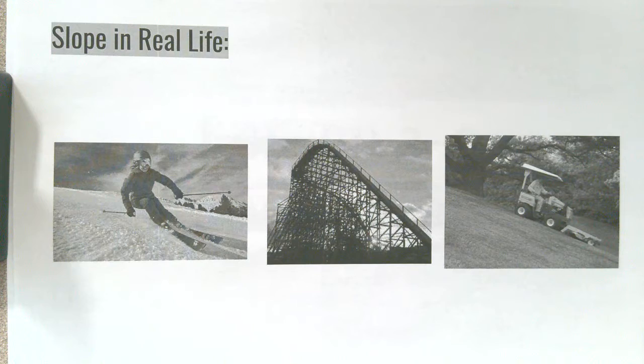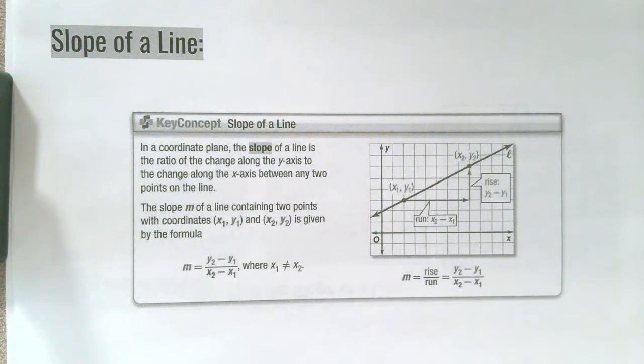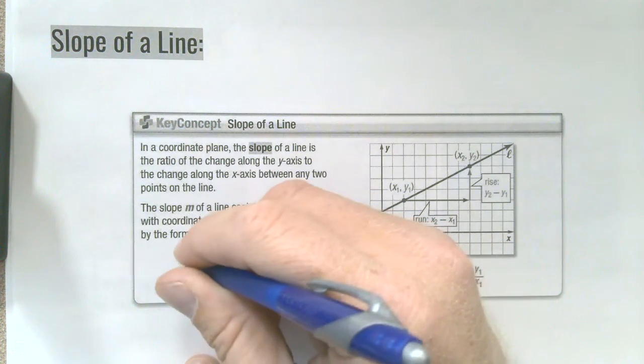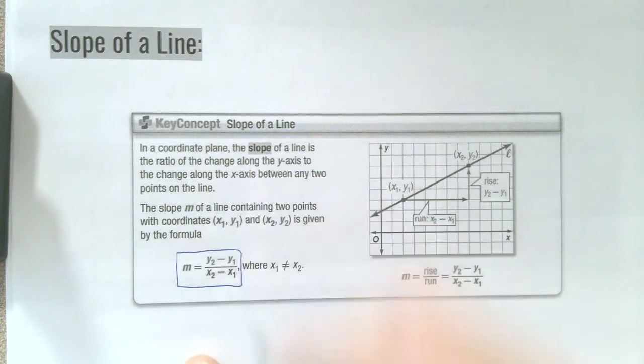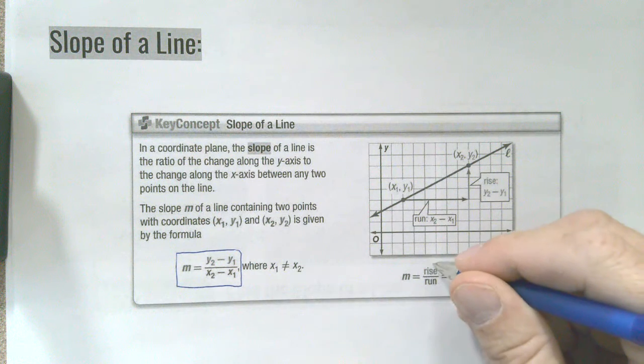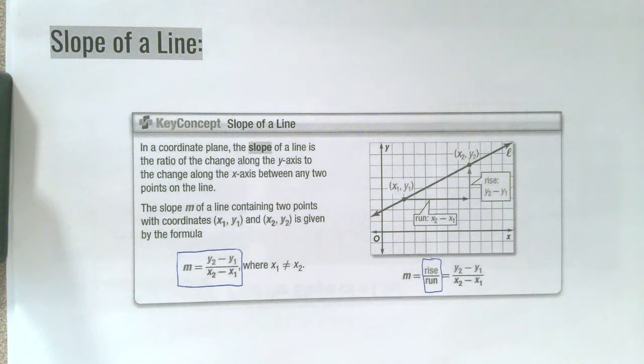Our primary formula for slope is y2 minus y1 over x2 minus x1, so you probably want to get that written down in your notes. I'll put a little box around it. Sometimes we refer to slope as the rise over the run, or the change in y over the change in x.